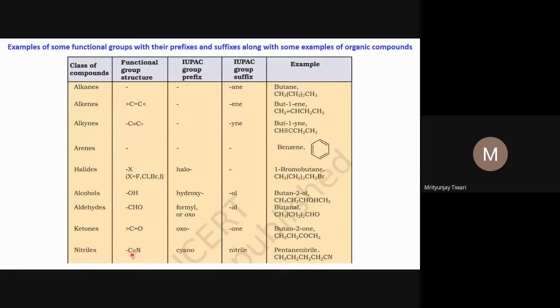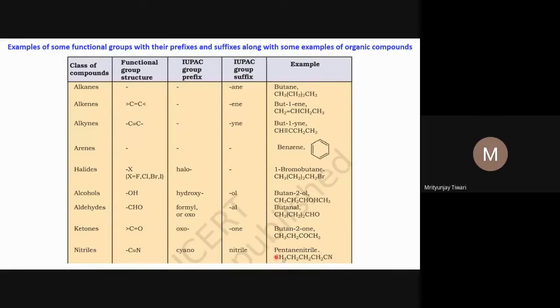So the numbering will always start from this carbon atom. So 1, 2, 3, 4, 5 in this compound. So 5 carbon atoms, so for 5 carbon atoms, it is pentane and the nitrile. So it is pentanenitrile, because the numbering always starts from this position, so we will not show the position of this carbon atom. So it is pentanenitrile.